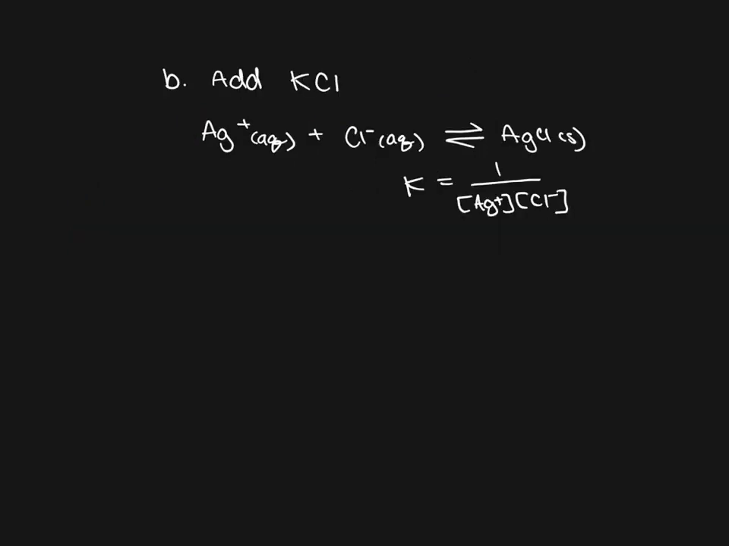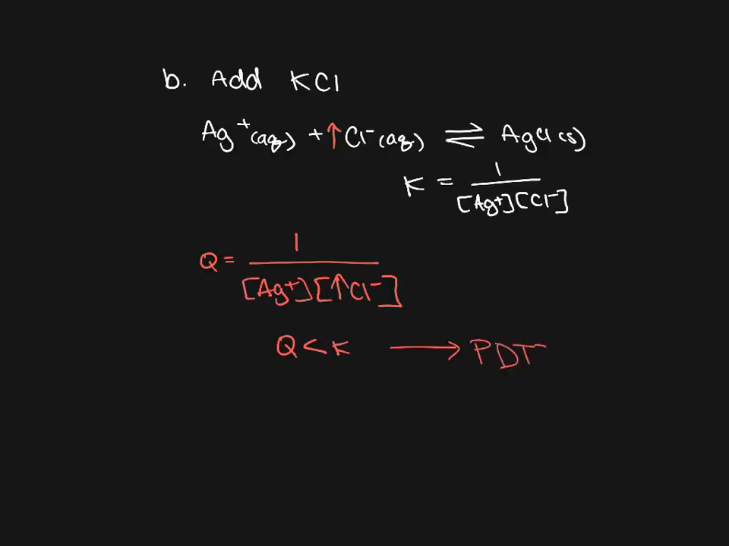So now let's move on to part B, adding potassium chloride to the reaction mixture. Part B is very similar to part A. We can solve this by writing out the Q expression or by using Le Chatelier's principle. If we want to use the Q expression, we should recognize that chloride is going to increase. This means that Q is less than K. So the reaction will proceed towards the products.